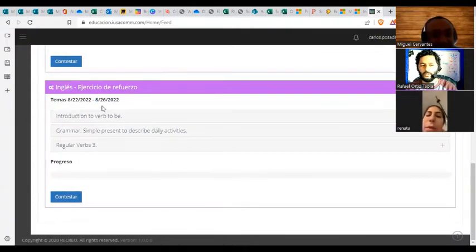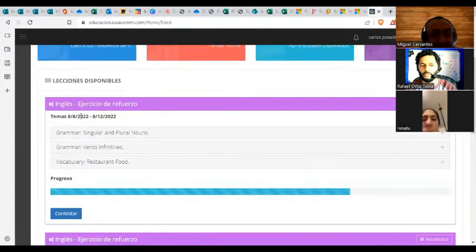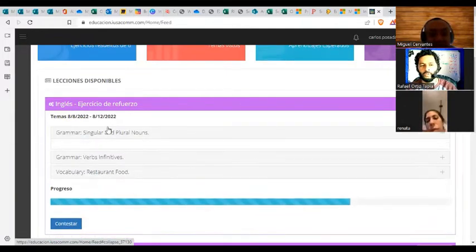En Recreo, a pesar de que ya son semanas muy pasadas, como aquí, del 8 de agosto al 12 de agosto, no importa, puedes contestar. A lo mejor estuviste muy ocupada en la semana y no te dio tiempo. No es problema. Siempre tienen los ejercicios activos para que en cualquier momento tú puedas contestar.